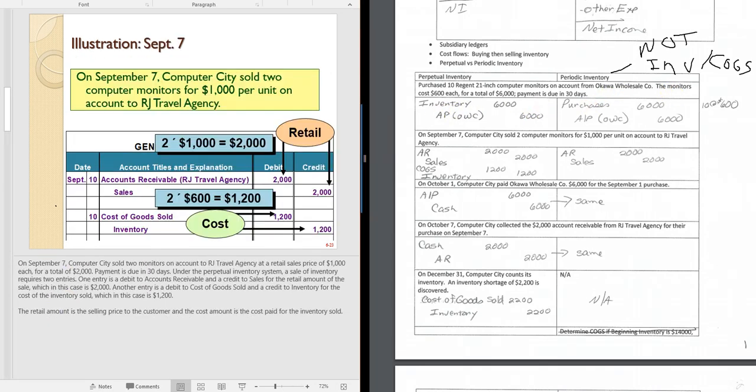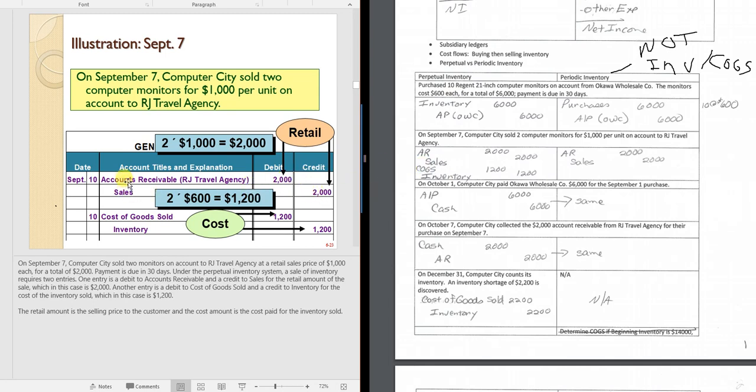However, when I sell inventory under perpetual, you always have two entries, because I tend to want to sell it for more than I paid for it. So I need to have one journal entry that accounts for the sale, and one journal entry that says, all right, the inventory is no longer here and I need to move it to an expense, because my expense needs to match the same period as my revenue. So on September 7th, they sold 2 computer monitors for $1,000 per unit on account, etc. So under the perpetual side, I have 2 journal entries I'll show you over here.